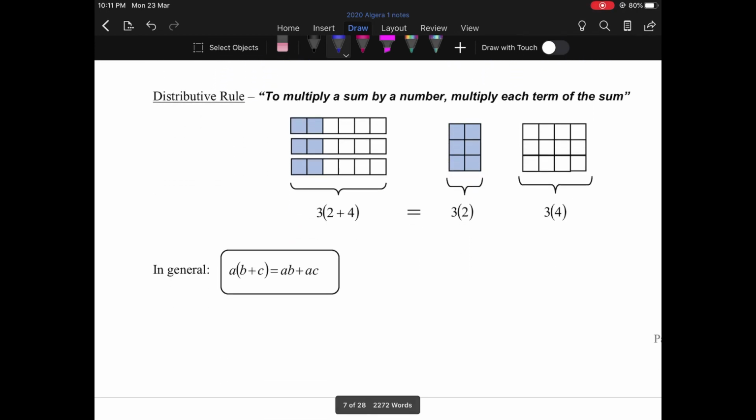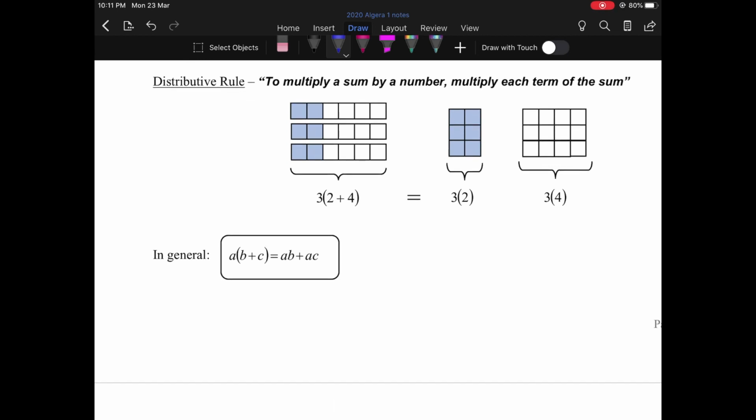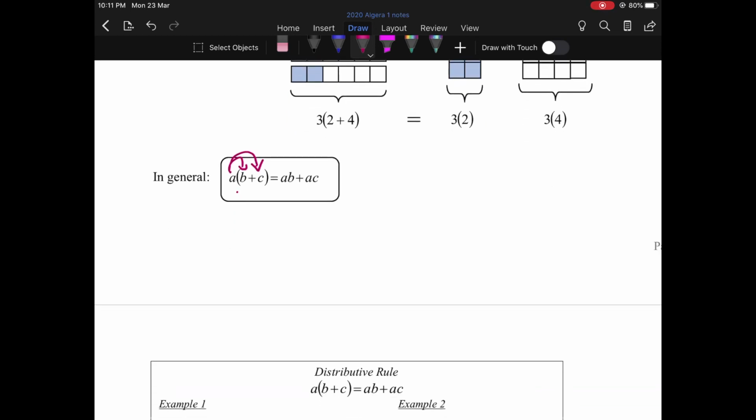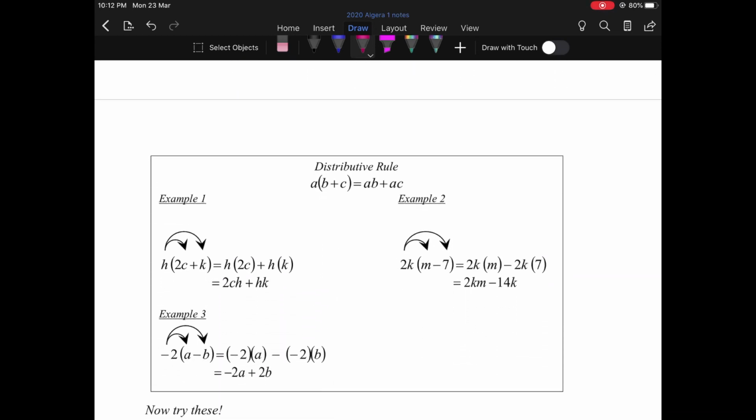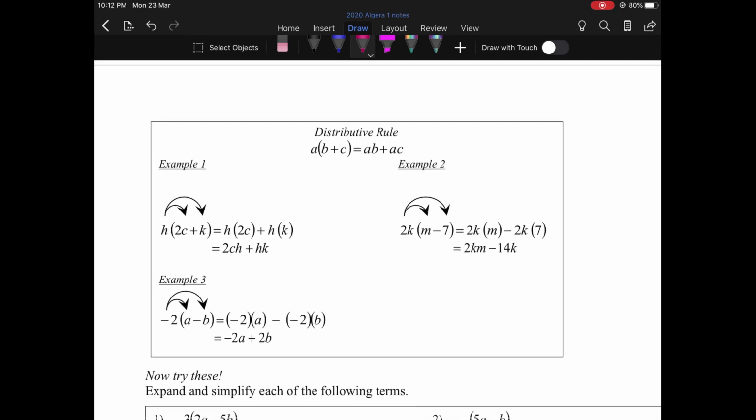Now the next section, distributive rule. Now to distribute, in algebra, means to multiply the sum by a number. So you need to multiply each term of the sum, like so. So in general, if a is multiplied by the sum of b plus c, you have to distribute a into the terms in the brackets, like this. So you will get a times b and a times c. So study this worked example.